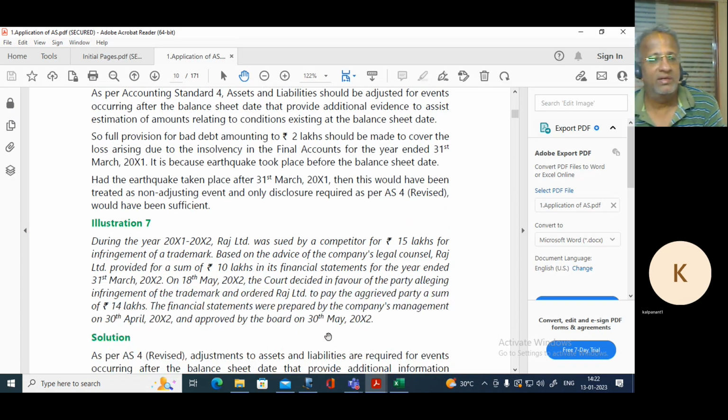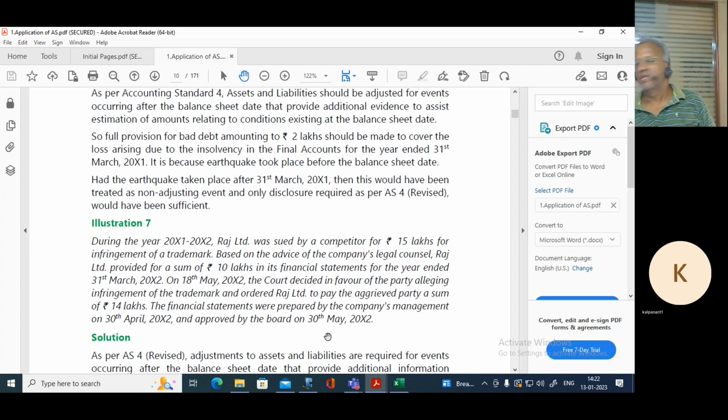During 20x1x2, Raj Limited was sued by a competitor for 15 lakhs for infringement of a trademark. Based on the advice of the company's legal counsel, Raj Limited provided a sum of 10 lakhs in its financial statement for the year ending 31st of March X2. On 18th May, the court decided in favor of the party alleging the infringement and ordered Raj Limited to pay an agreed sum of 14 lakhs. Books of accounts were approved by them on 30th of April 20x2.